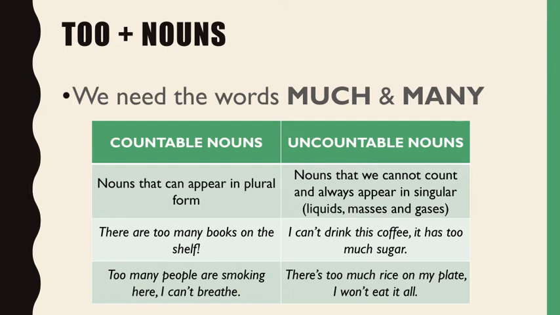Esa es la consecuencia. On the other side, we have uncountable nouns with too much. I can't drink this coffee. It has too much sugar. No puedo beberme este café. Tiene demasiado azúcar. There's too much rice on my plate. I won't eat it all. Hay demasiado arroz en mi plato. No me lo comeré todo.